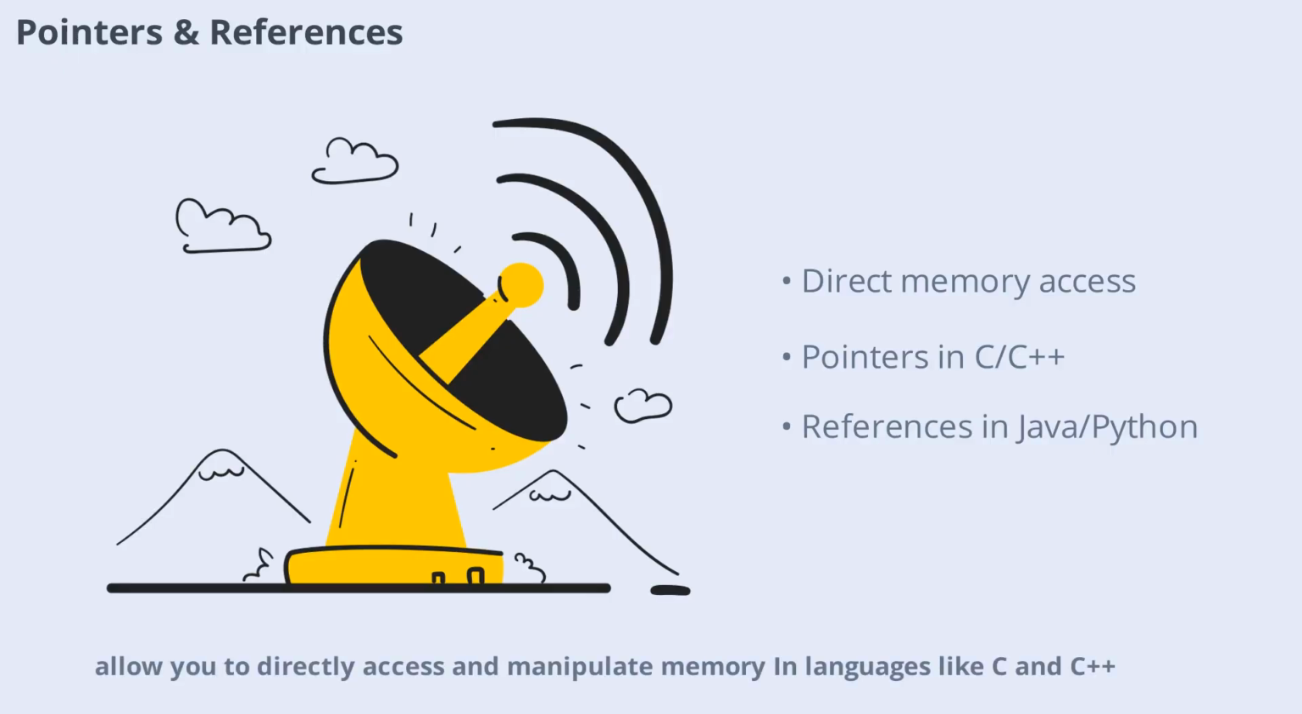Pointers and references are advanced concepts that allow you to directly access and manipulate memory. In languages like C and C++, pointers are used to reference memory addresses, while Java and Python use references. Understanding these concepts is essential for working with dynamic data structures like linked lists and trees. They also help in optimizing memory usage and implementing efficient algorithms.